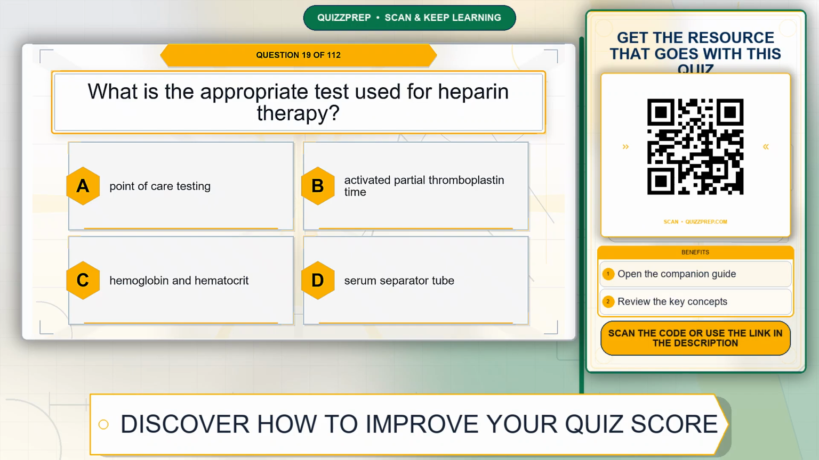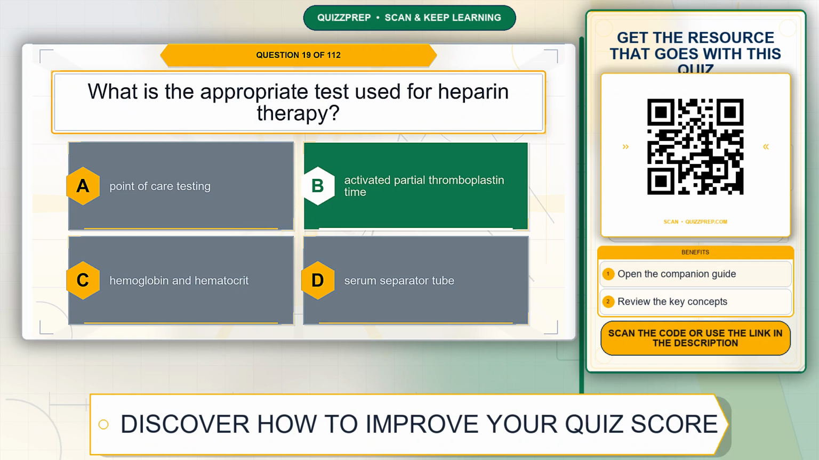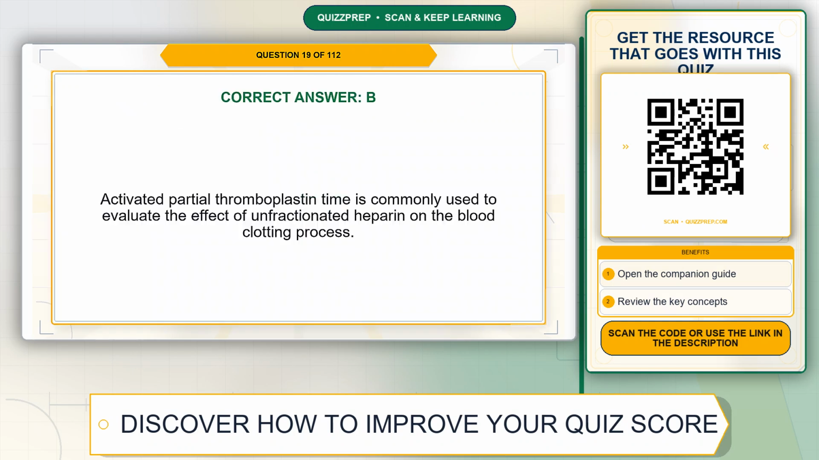Question 19. What is the appropriate test used for heparin therapy? Option A, point-of-care testing. Option B, activated partial thromboplastin time. Option C, hemoglobin and hematocrit. Option D, serum separator tube. The correct answer is option B, activated partial thromboplastin time. Explanation. Activated partial thromboplastin time is commonly used to evaluate the effect of unfractionated heparin on the blood clotting process.